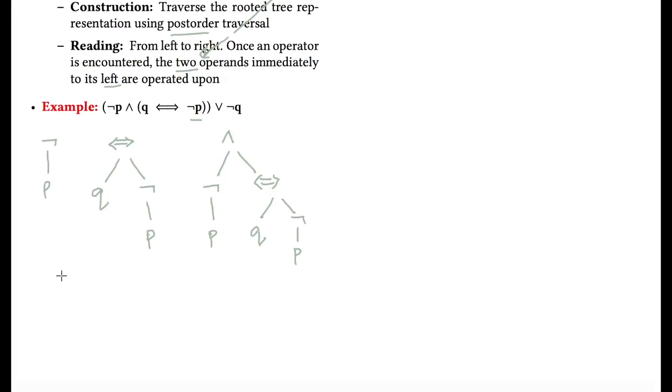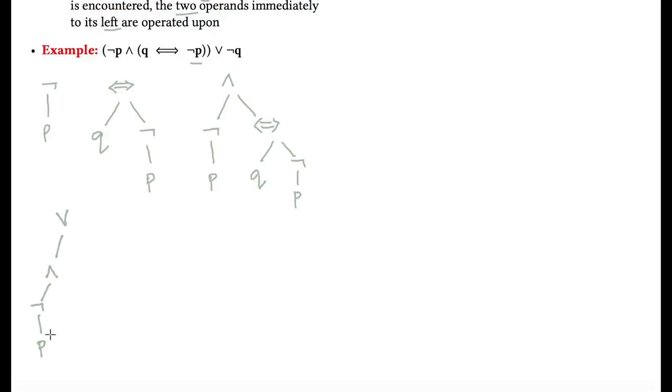So I will say OR first, and this whole story on the left. Let me just copy it. More space. Then this is like this, and then here I will say not q, correct? So this is my tree representation of this expression. Note that this is an OR and this is an AND and this is not p and so on. Now let's do a prefix notation, which means pre-order traversal.